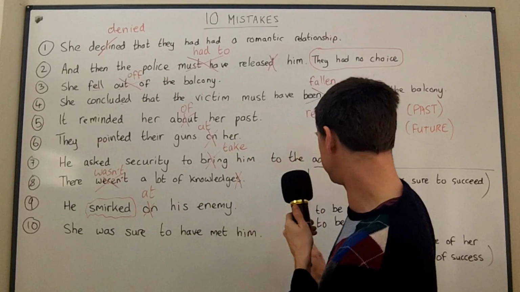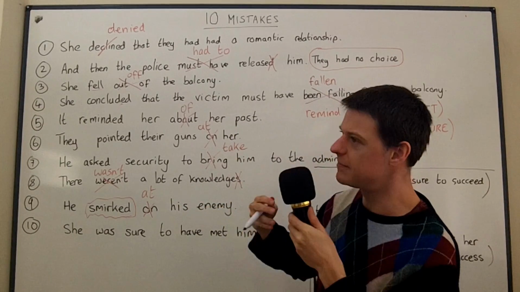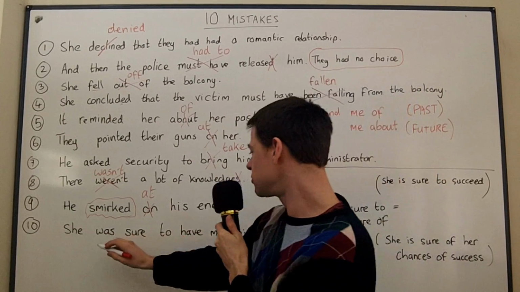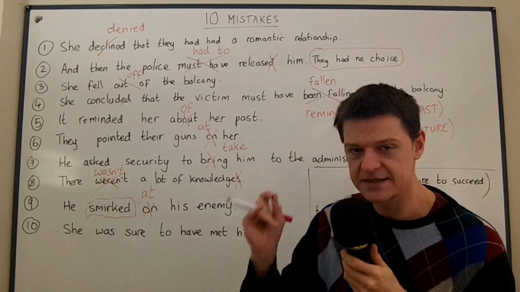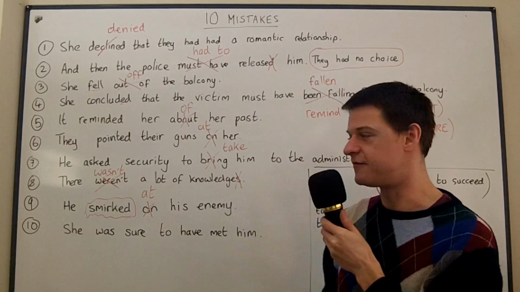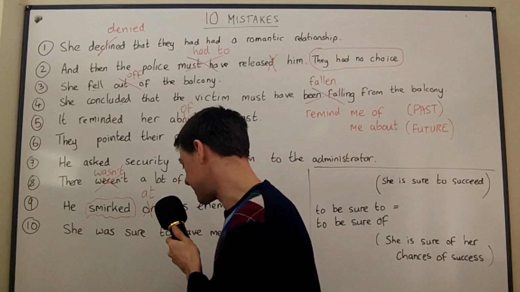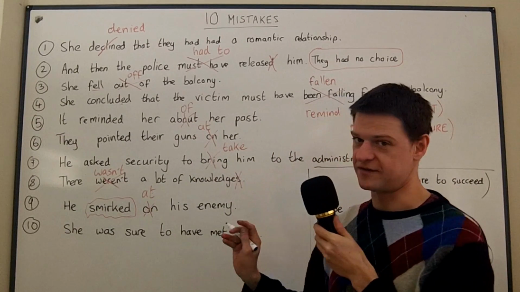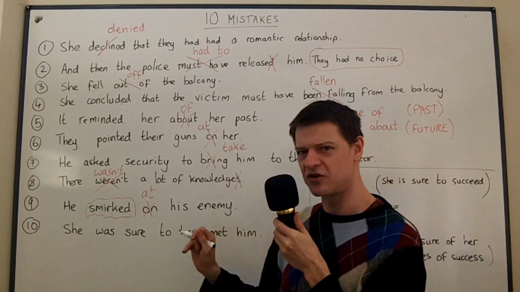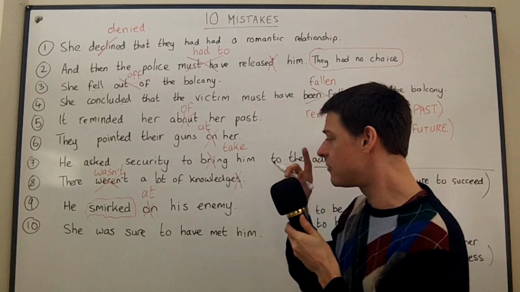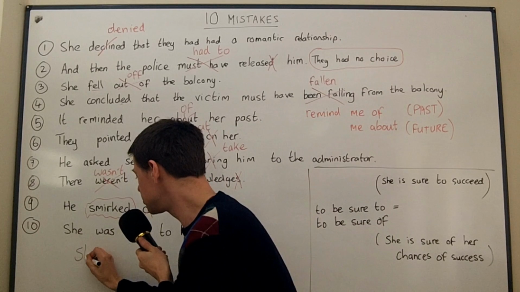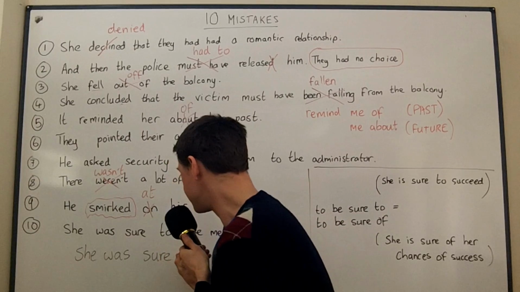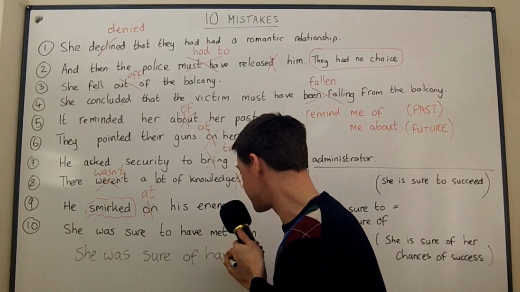Number 10. Now I wanted to spend a bit longer on this one because I think this is confusing. She was sure to have met him is correct in some situations. However, what my student should have said, and by the way, Angela, I'm sorry that I didn't notice this immediately in the class, but this was a complicated mistake. What you should have said is she was sure of having met him, and then it would have been correct.